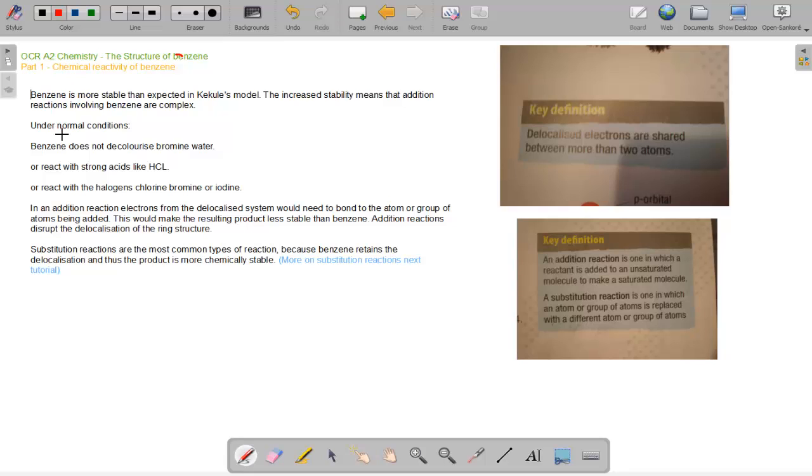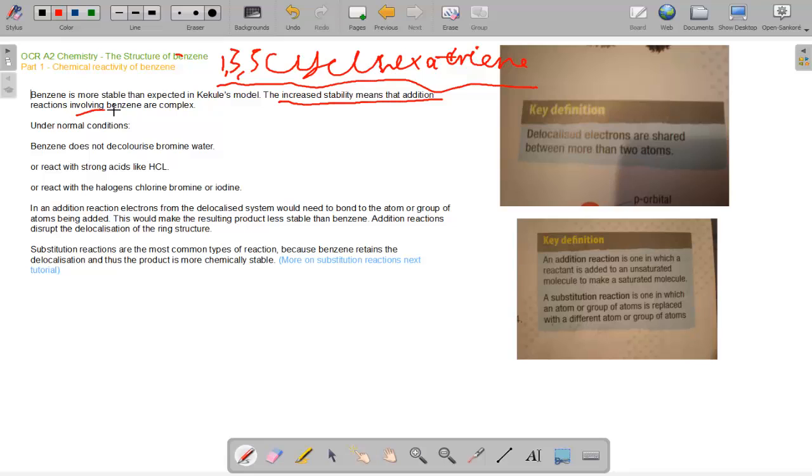So now we're talking about the chemical reactivity. Benzene is more stable than expected from Kekulé's model. So Kekulé's model was 1,3,5-cyclohexatriene. I'll put cyclohexatriene, with numbers in front, 1,3,5. Apologise for my rubbish writing. Put that out again, nice and neat. Triene. But the energy requirement for 1,3,5-cyclohexatriene is a lot more than in benzene. The increased stability means that addition reactions involving benzene are very complex.